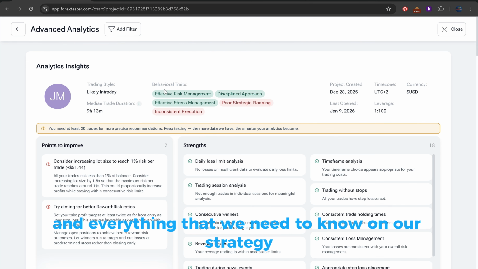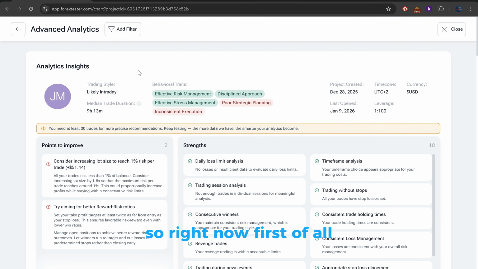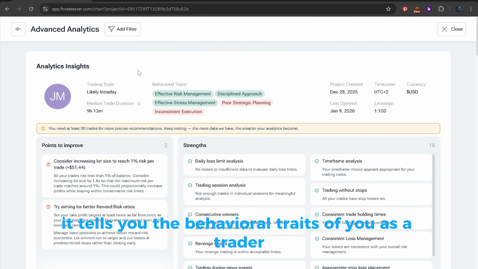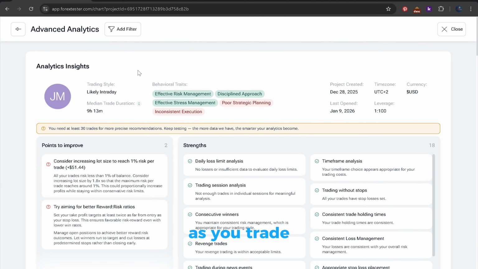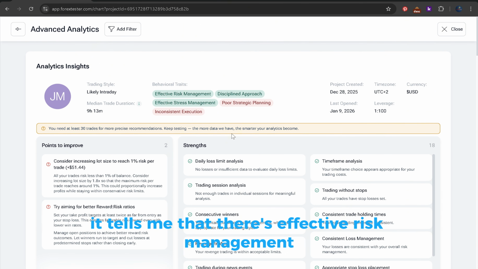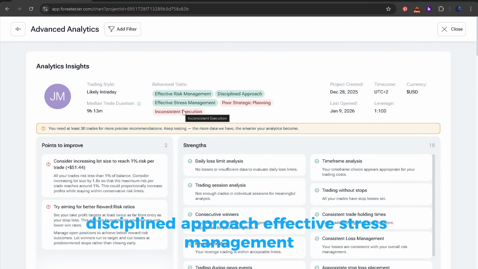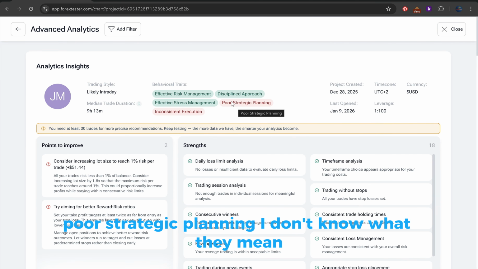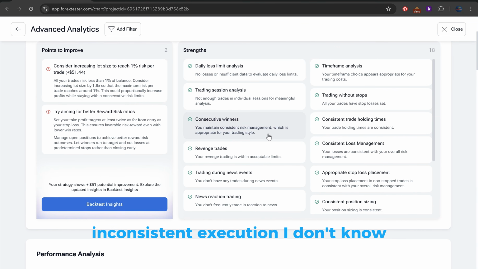So right now, first of all, it tells you the behavioral traits of you as a trader, as you trade, because this is a simulation of the live market. So here it tells me that there's effective risk management, disciplined approach, effective stress management, poor strategic planning. I don't know what they mean. Inconsistent execution. I don't know. Right. Then we have the strength.